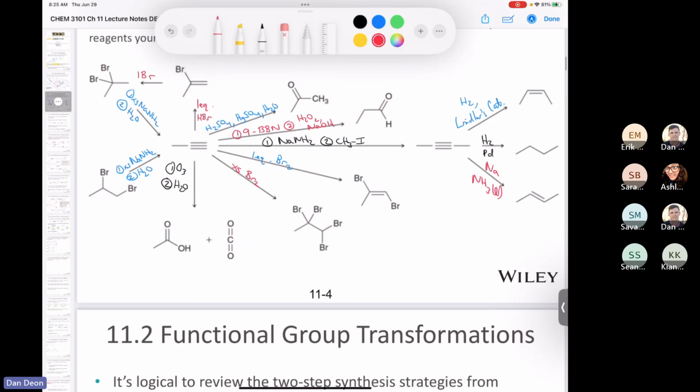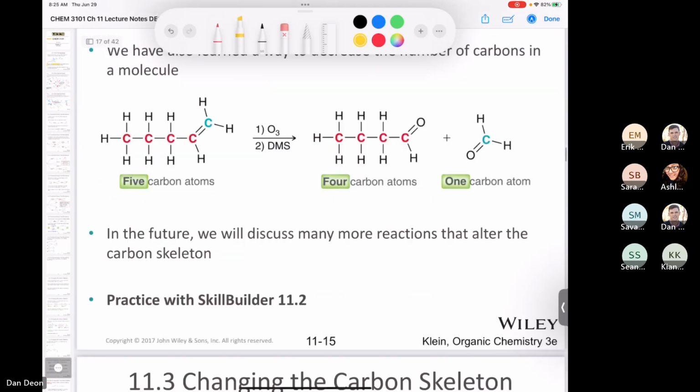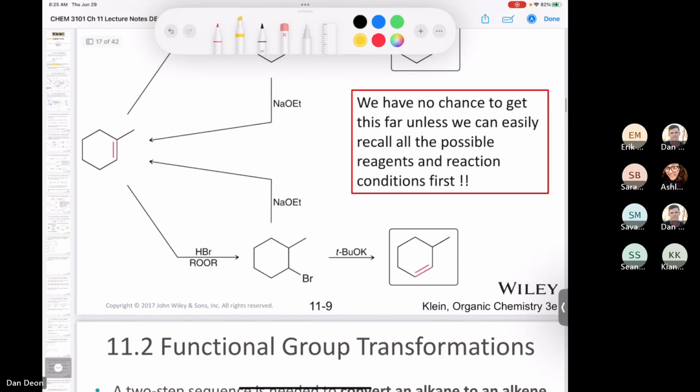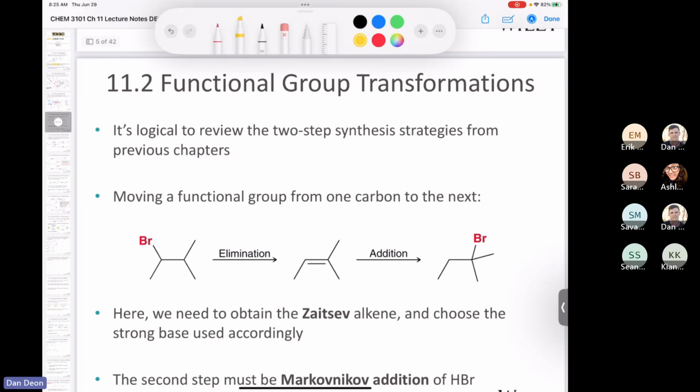Now, the rest of the slides like this are just kind of a yammering on of all the different reactions that we've learned, but I'm going to try to frame it in terms of things that you might be asked to do, okay? So two-step synthesis, okay? What's a two-step synthesis? Well, a common one that we run into is moving a functional group around. So let's say you wanted to move a bromine, you know, to convert it from a secondary alkyl halide to a tertiary alkyl halide. Well, that's going to involve an elimination followed by an addition.